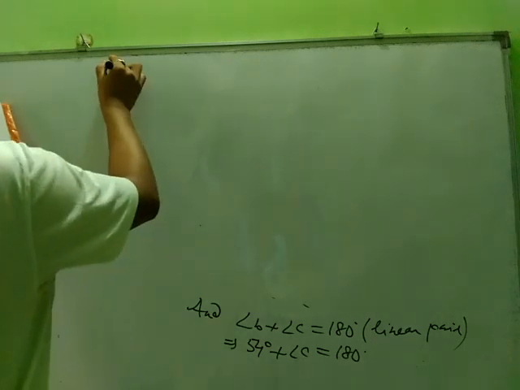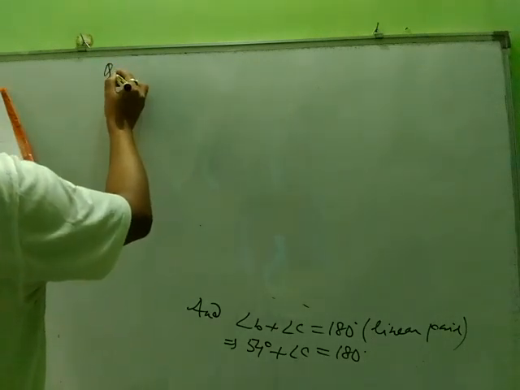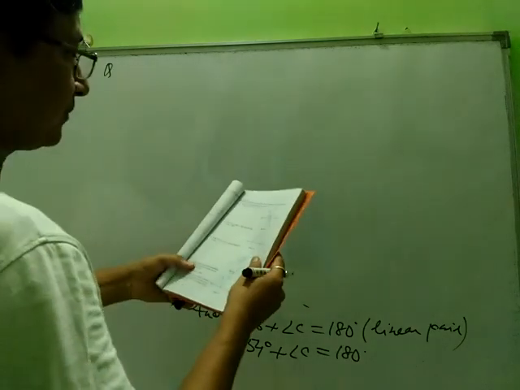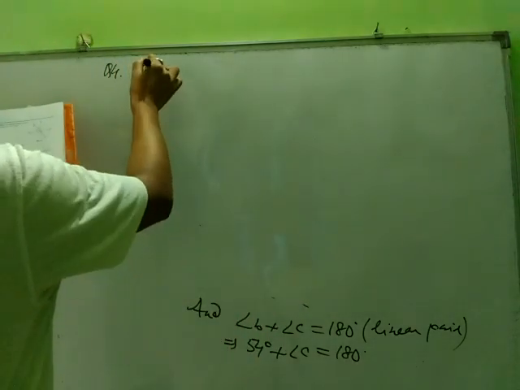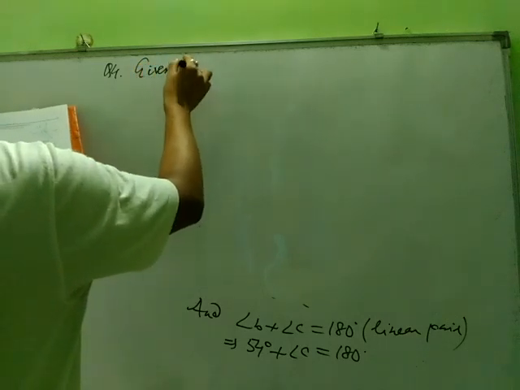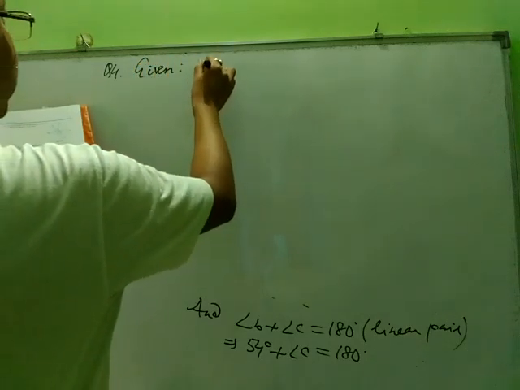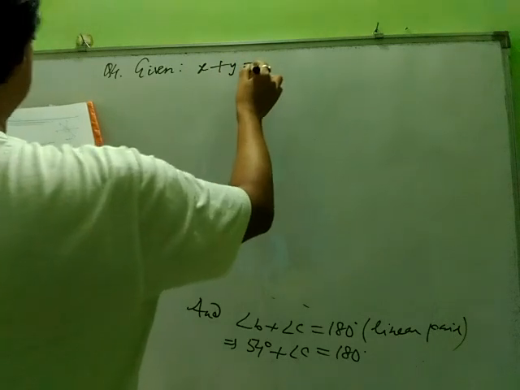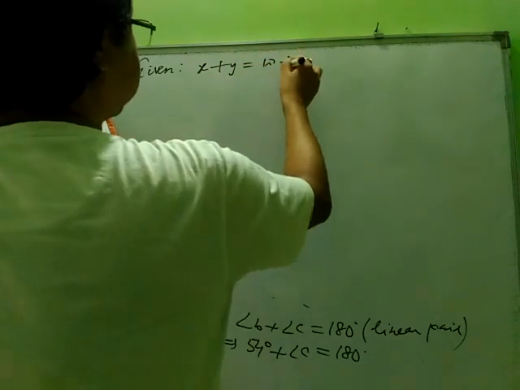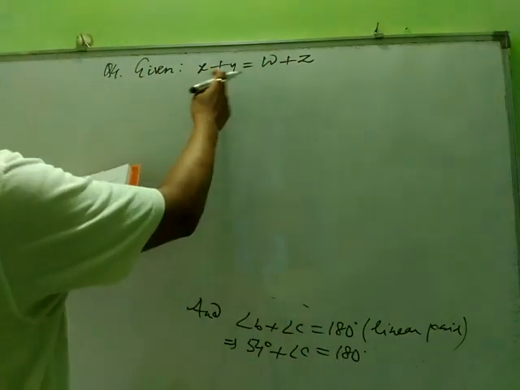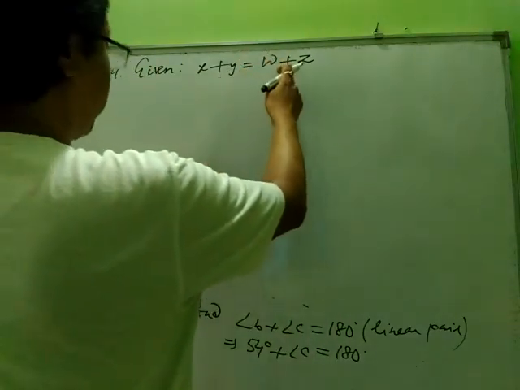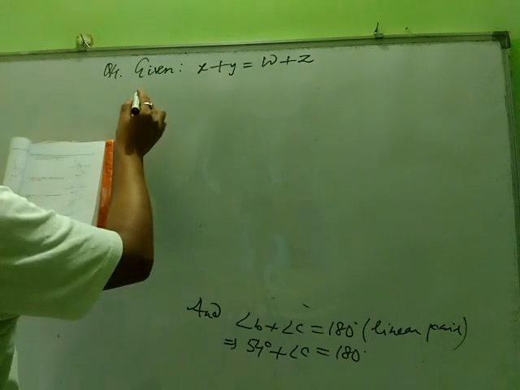Let us take the next question. Question number 3 is simple, you will be given as homework. Now it is question number 4. Given x plus y equals w plus z. Now the proof.